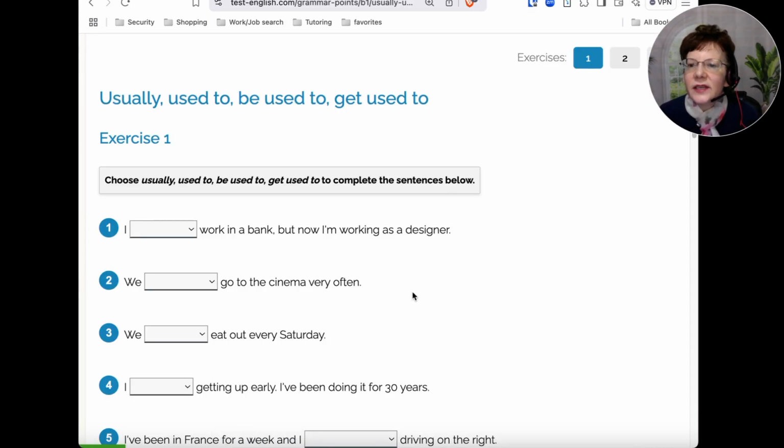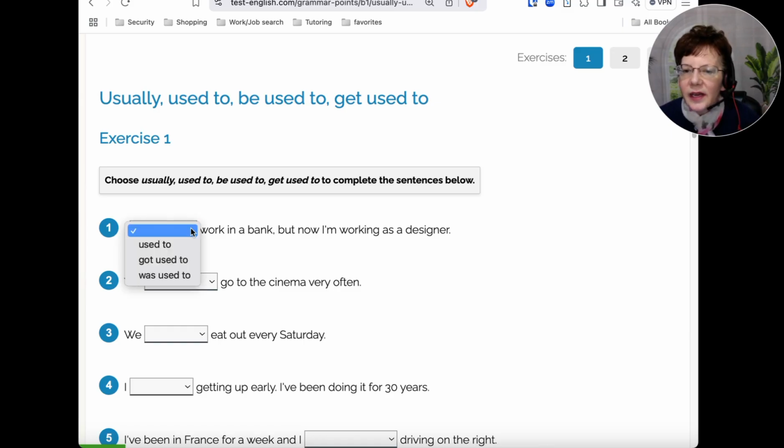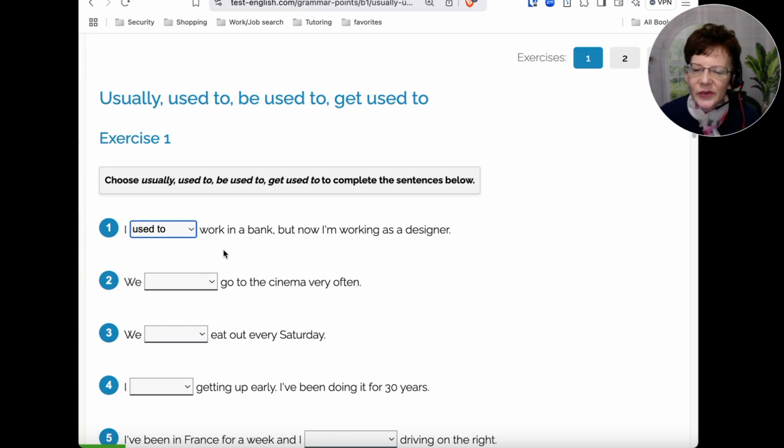Okay, exercise one. So from the drop down boxes, we'll choose the best one. Usually used to, be used to, and so on. All right, so I used to, or got used to, or was used to work in a bank, but now I'm working as a designer. Okay, so we know that comes before the verb. If you chose the first one, used to, that would be correct.